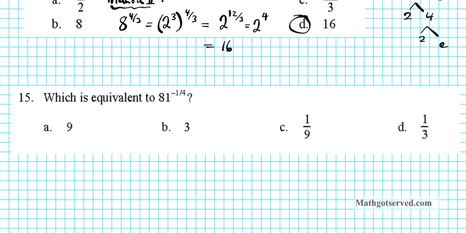All right, let's take a look at question 15. We have 81 raised to the negative 1/4 power. In this case, we're going to be using the nth root property and also the reciprocal property of exponents. Okay, so remember what the reciprocal property of exponents is: if you have a negative exponent, you have to reciprocate the term with the negative exponent. Okay, so 81 raised to the negative 1/4 is equal to 1 over 81 to the positive 1/4.